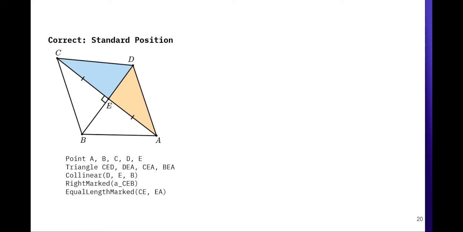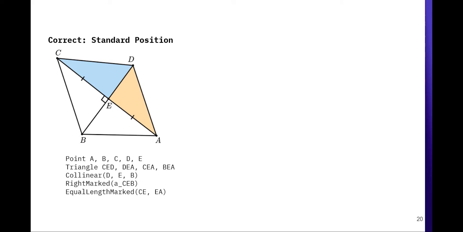So you can see that we've defined 5 points, and then we said that we want 4 triangles to be made up by those 5 points. And we said that we want points B, E, and D to be in the same line, so they're collinear. And we say we want the interior angle CEB to be a right angle. And lastly, we say that we want the line segments CE and EA to be the same length.